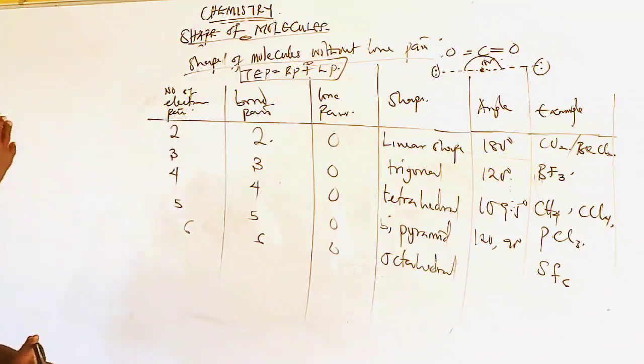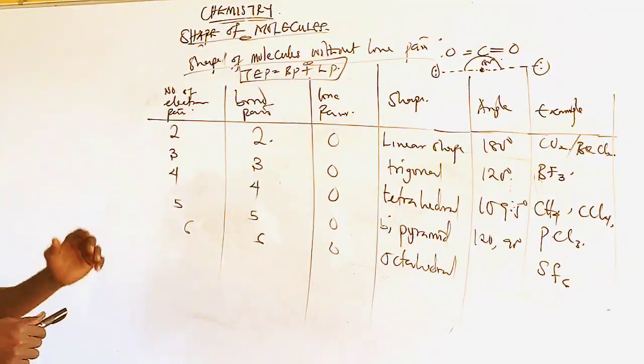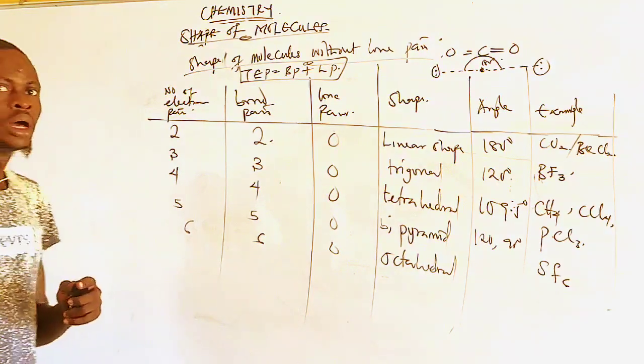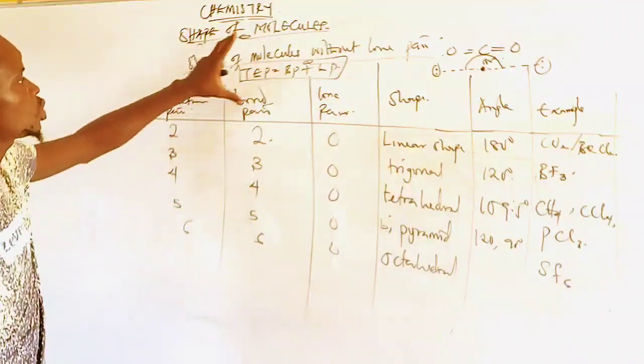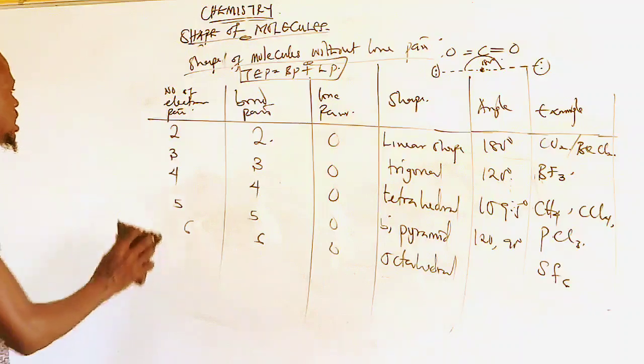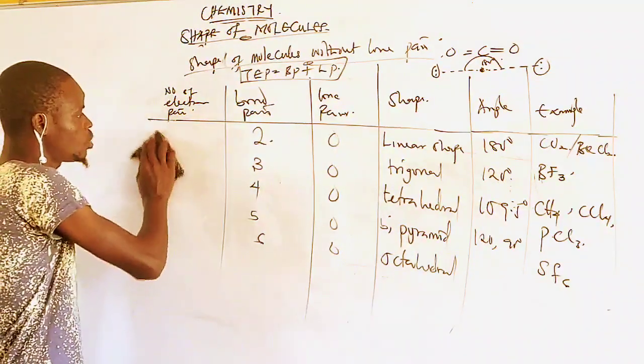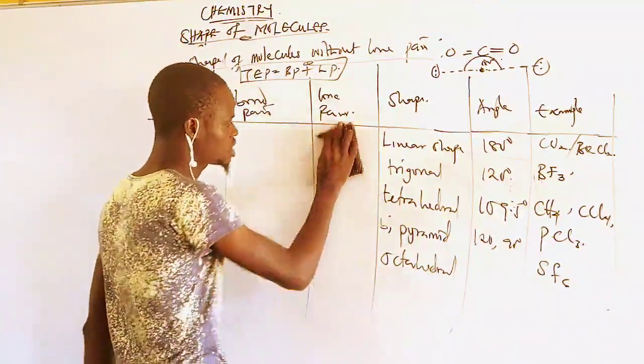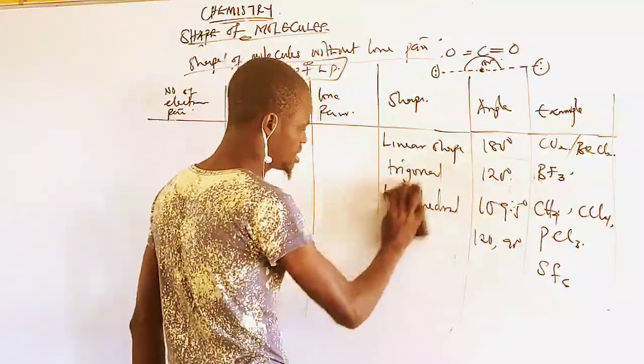Let me take you through the ones with a lone pair. There are some exceptions. This one is the shape of molecules without a lone pair. Now, let's take a look at the shapes of molecules with a lone pair, a molecule that has a lone pair in it.